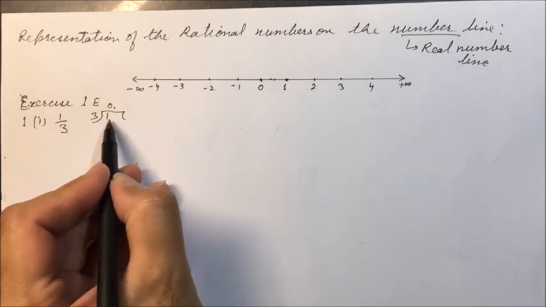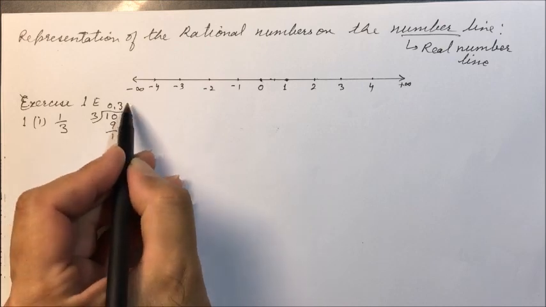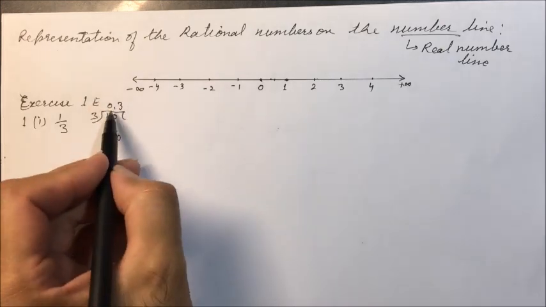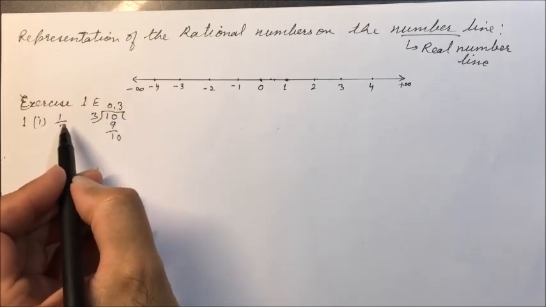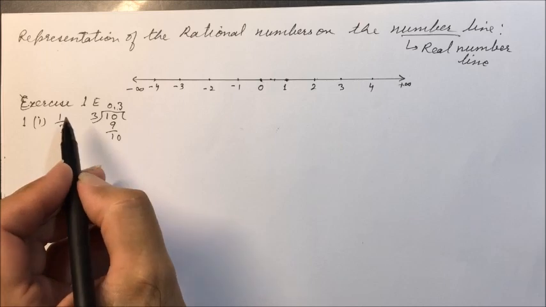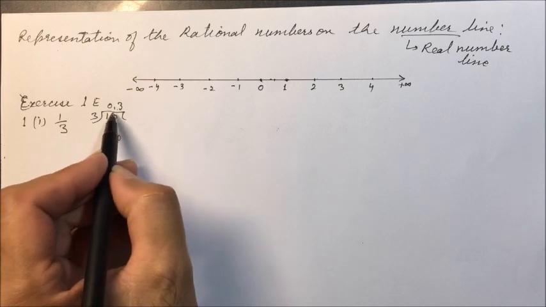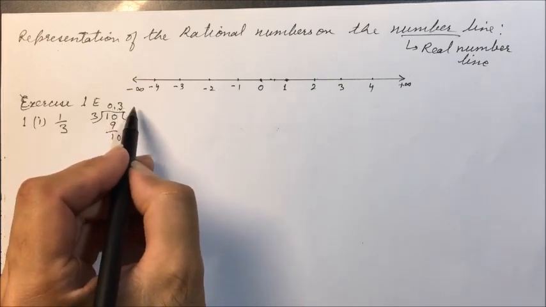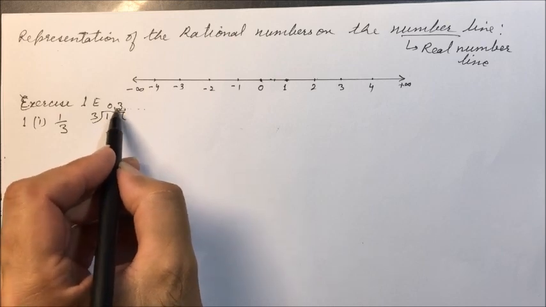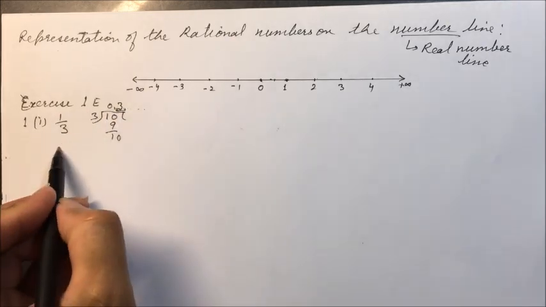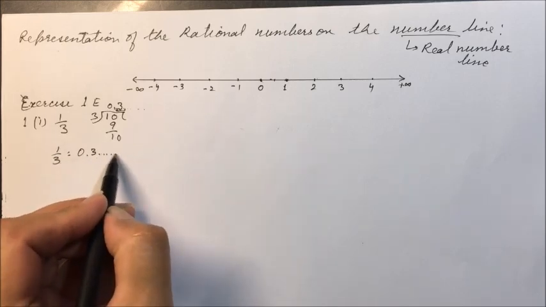So 0 point, we put 0, 3 into 10 is 9, again 10, 0.3, and it will continue. But we require only one decimal place, because we have to figure out where this will lie. So if we are not able to figure it out with the fraction, we convert it into decimal. So it is 0.3 and so on. So 1 by 3 equals 0.3 dot dot dot. We don't require other digits.